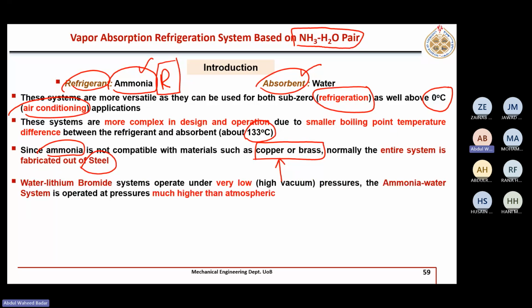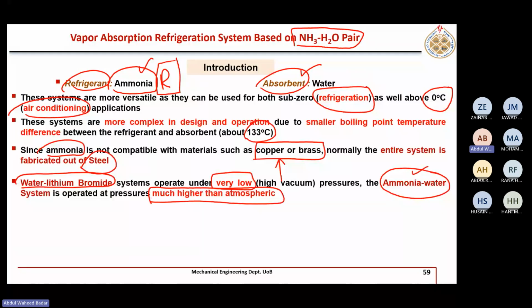But there is an advantage compared to the water lithium bromide system, because in the water lithium bromide system, water was the refrigerant. That's why those have to be operated at very low pressure. High vacuum pressure we have to maintain. But for ammonia water systems, there is no such issue. Ammonia can be evaporated at normal ambient pressure or even higher than ambient pressure. So in these water ammonia systems, pressure is much higher than atmospheric. So there is no issue of air leaking into the system, because in these systems, pressures are higher than ambient pressure.